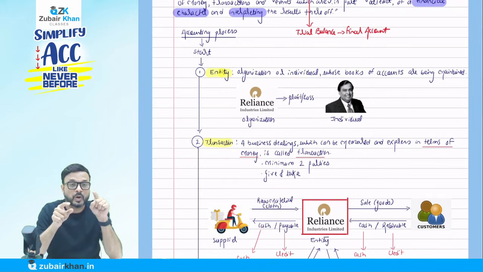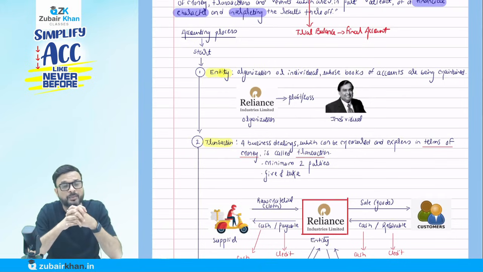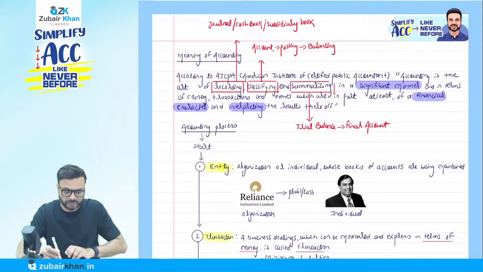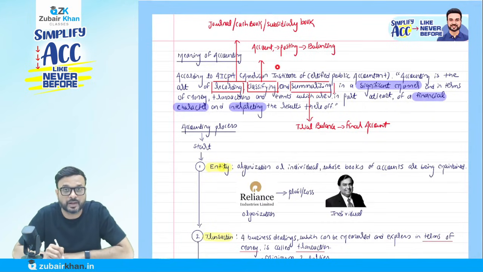The reason is that all these items, from entity to the end, till the financial stream, I'm going to discuss all these points. One by one, I will discuss each and every point with you. So today we'll start with the entity part, and I'll also discuss with you the meaning of accounting.